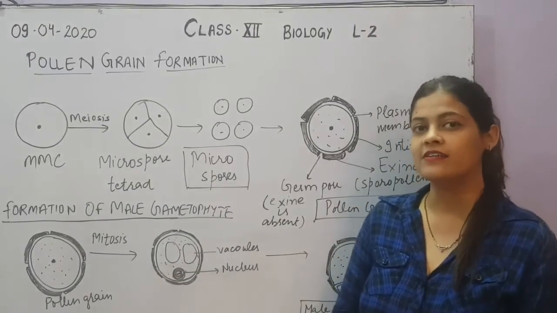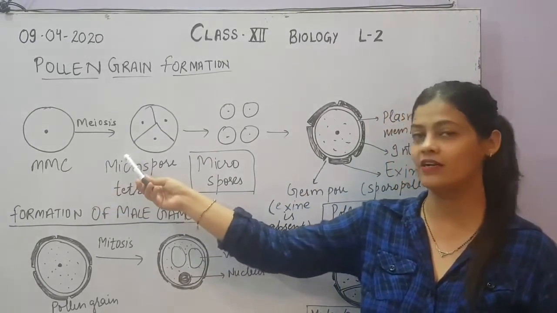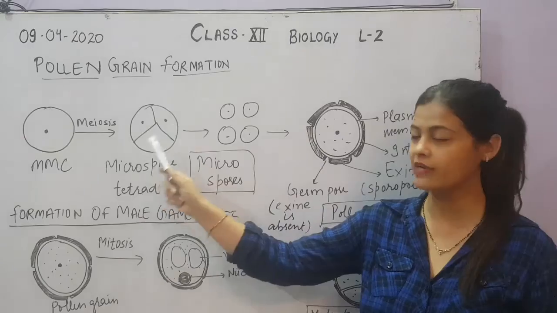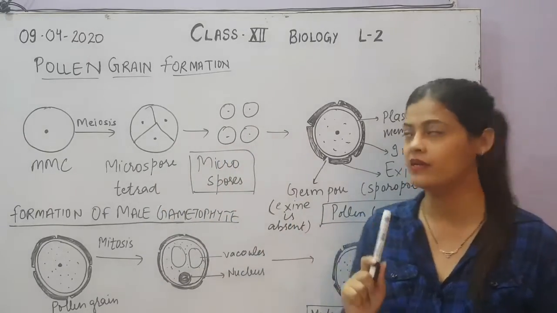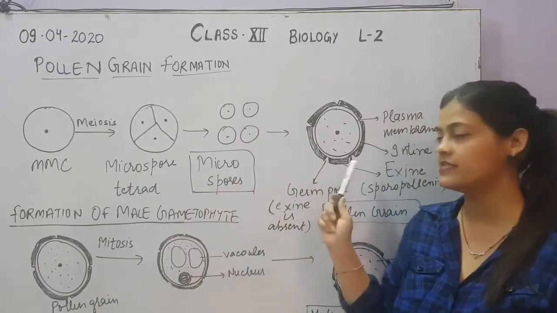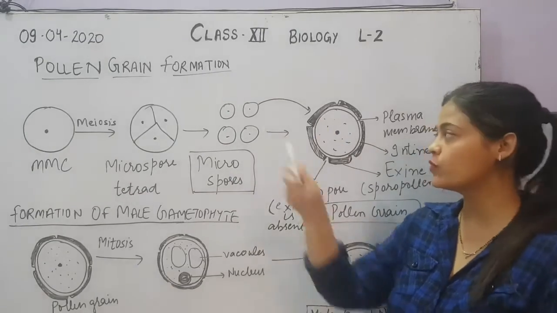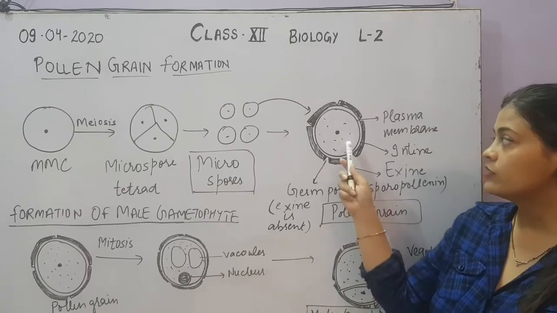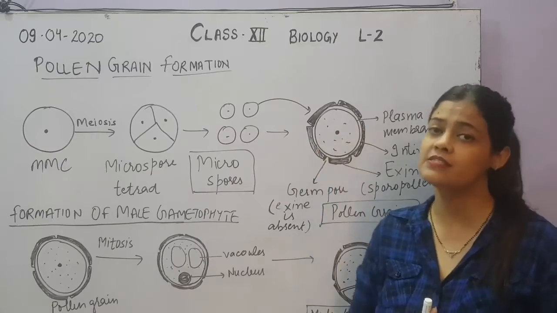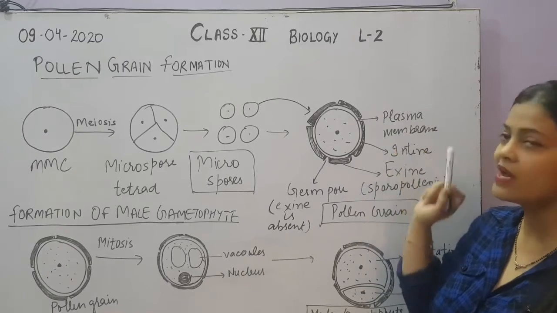So as we have discussed how the microspores are formed from MMC, microspore mother cell, they will undergo meiosis to form microspore tetrad, they will form microspores. Now from these microspore tetrads, these 4 microspores will be separated. Now these are not considered to be pollen grains. They will be converted into pollen grains. Let's see how. So out of these, I am showing this one microspore that has been converted into pollen grain. So it is like a simple cell. It has its own nucleus and its cytoplasm along with the plasma membrane outside. So the outer membrane is the plasma membrane.